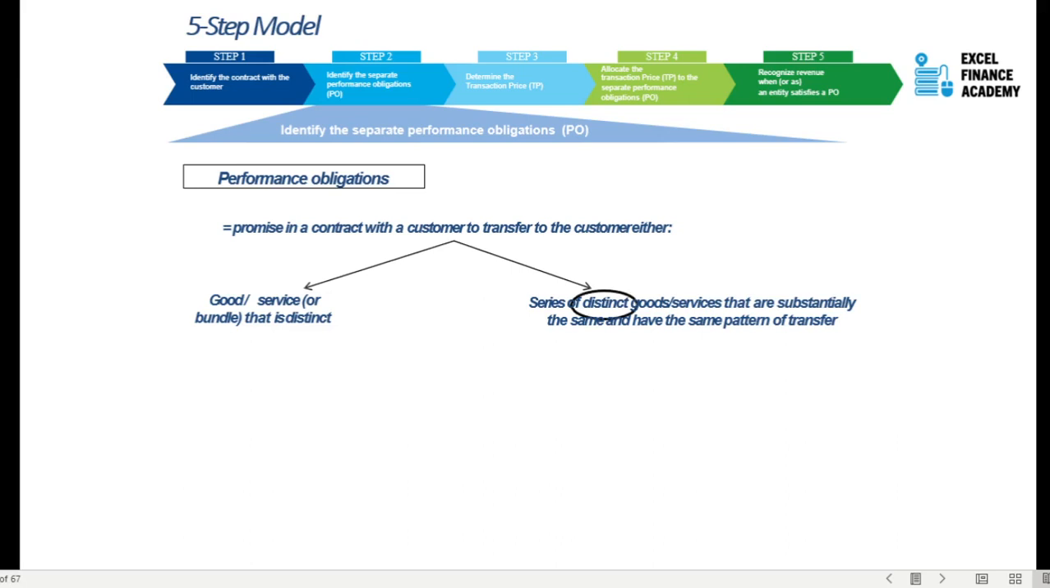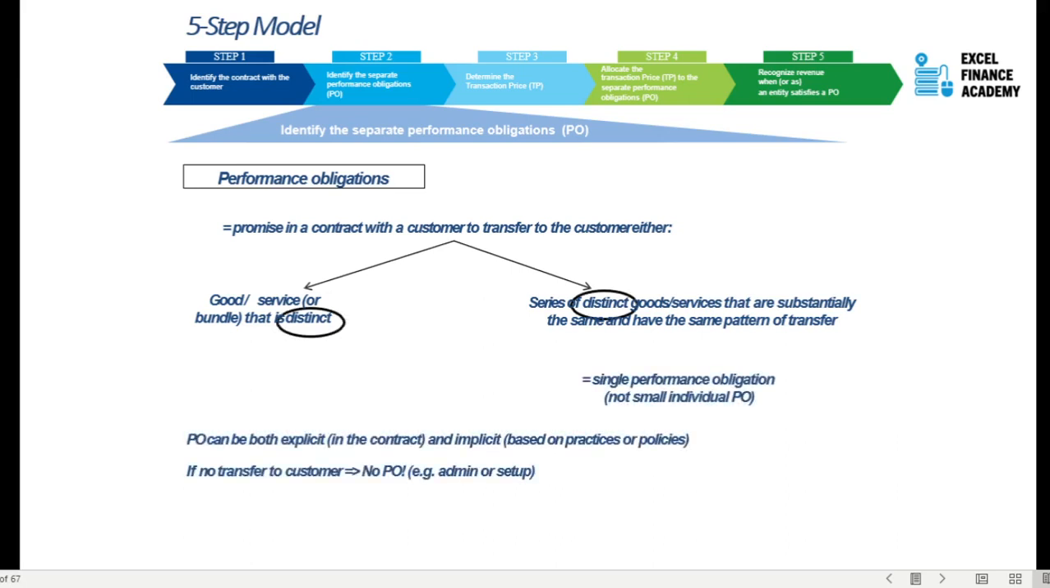So the important thing is the distinct. The services have to be distinct. What is the meaning of distinct? We will look into it in the next slide. So there are these two possible scenarios: there is a good or service which is distinct and transferred separately, or there is a series of distinct goods and services that is substantially the same and transferred with the same pattern of transfer. Then we call it a single performance obligation, not many small individual performance obligations.